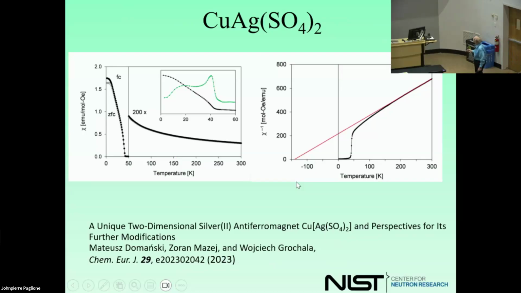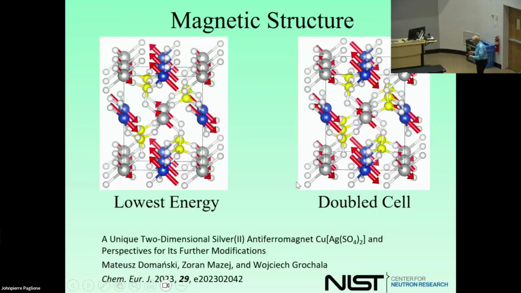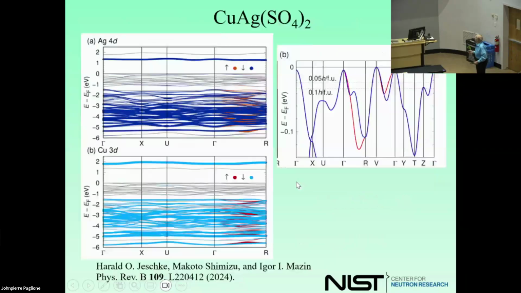There's a susceptibility. And then the two magnetic structures that these guys considered, and this is really a good paper as well: one is the lowest energy, and this one should be an altermagnet. And so Igor and colleagues looked at that. Double cell is the next lowest energy magnetic structure. And when we did the diffraction, we could rule that out immediately.